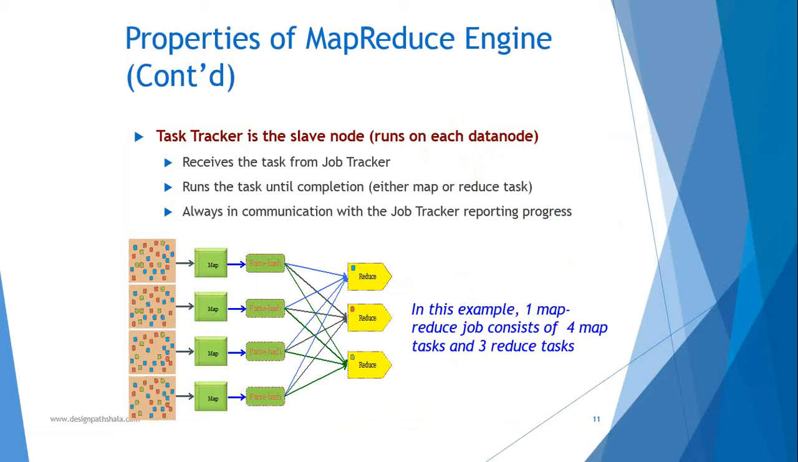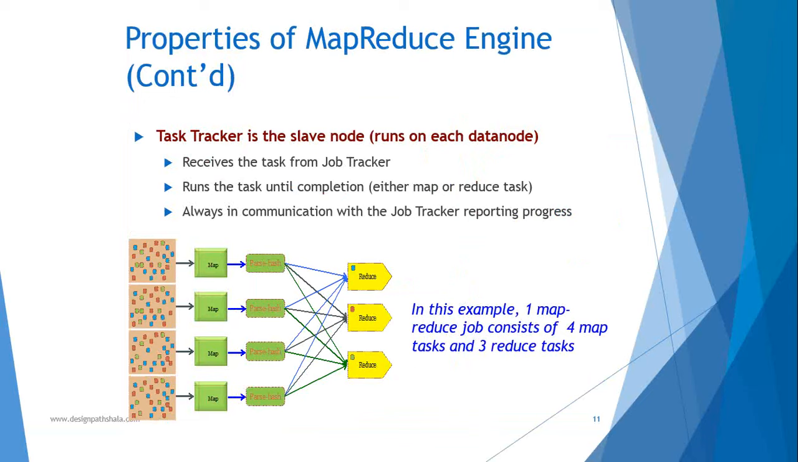So the reducer might not be running on the same node where your data is lying, because now you see, although in the input I have four blocks, there are three reducers. So the reducer might be running somewhere else also. In that case, this data is transferred over the network to reach the reducer node.